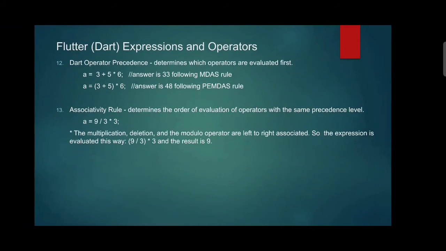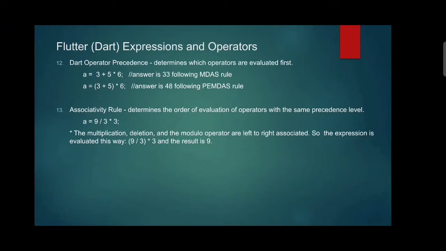The second one is open parenthesis 3 plus 5 close parenthesis, then multiplied by 6. So the answer is 48 because we follow the PEMDAS rule. We multiply the 6 to 5 and 6 to 3. So 6 times 5 equals 30. Then 6 times 3 equals 18. Then 18 plus 30 equals 48.